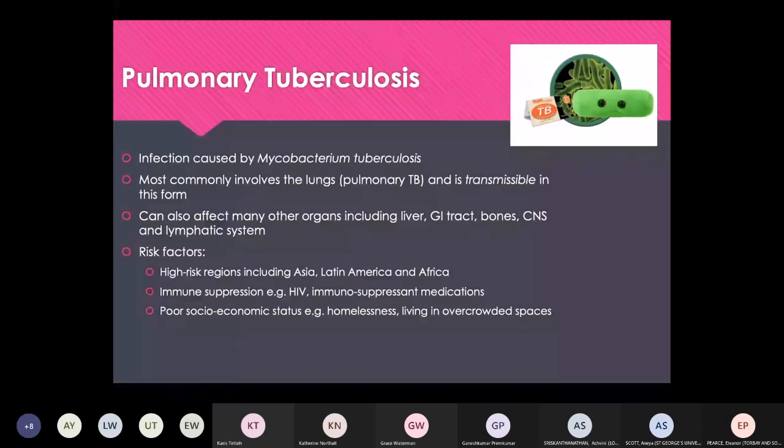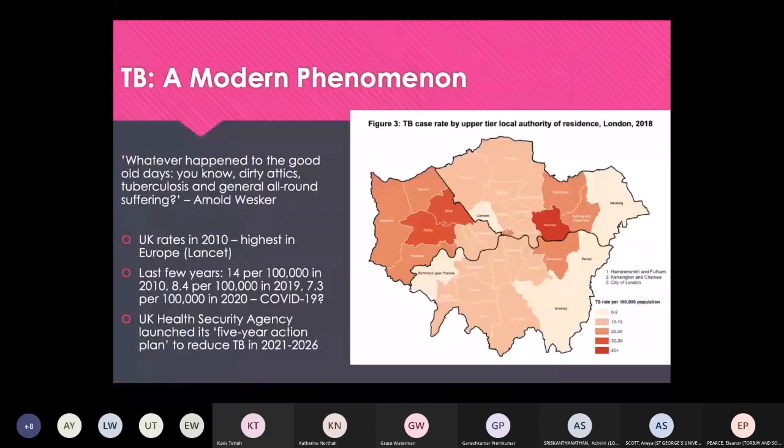And then I've added this quote. This was a comedian, I can't remember how many years ago, that made this slightly poor taste joke, I reckon, about TB. But his point was really that TB is seen as this Victorian disease that we don't really deal with anymore, when in fact it's actually a lot more common than we would realise, particularly in certain areas of London.